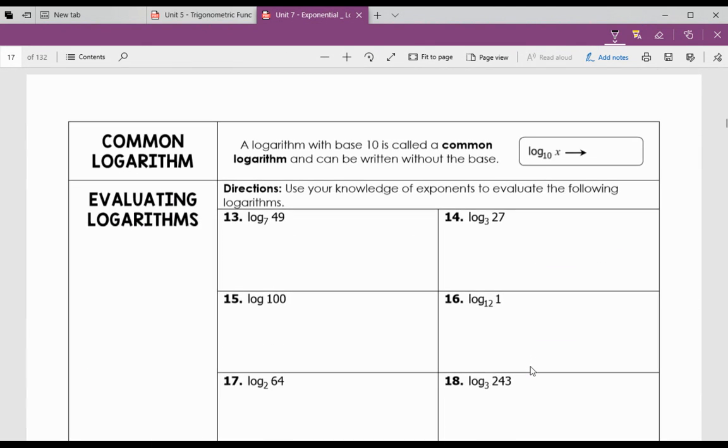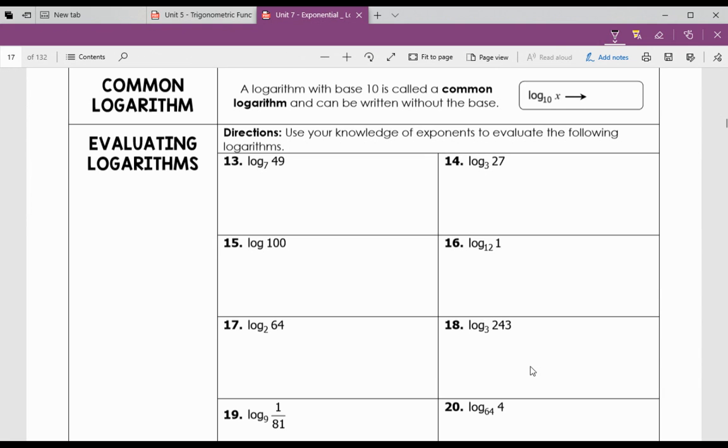Now on the next page, we're actually going to press the buttons on our calculator. A logarithm with base 10 is called a common logarithm. This button on your calculator, you will not see it, your calculator doesn't say it, but this log button has an understood base 10 attached to it. So every time you hit it, you're telling me log base 10 of something.